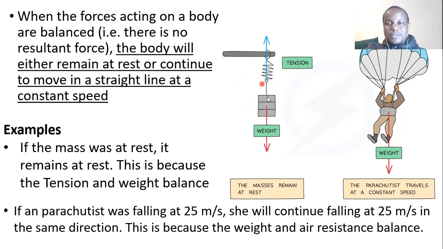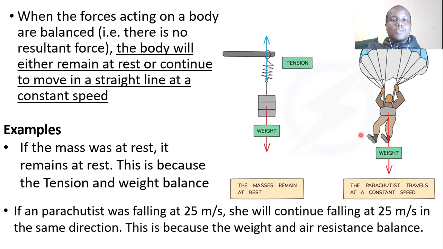So let's look at this first example. Here we have a spring. There are two forces acting on this spring: the tension force in the spring, and the weight. So this is the object. If these two forces, the tension and the weight, balance or are equal, this spring will remain at the same position. It will remain at rest. It is not going to move down or move up, but it will just stand still at the same position.